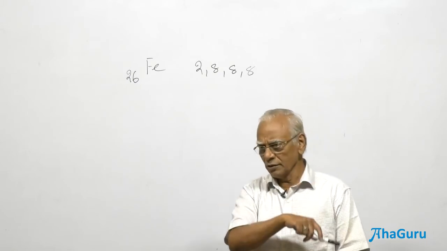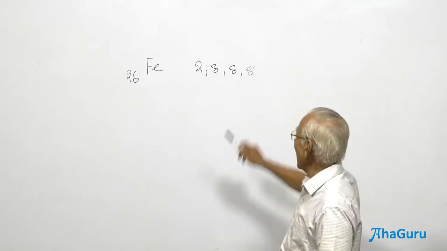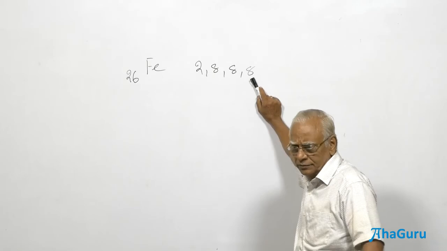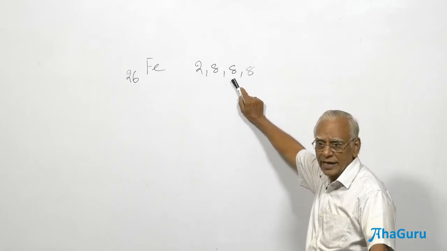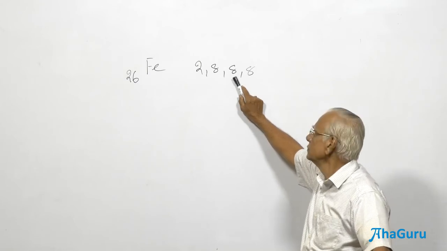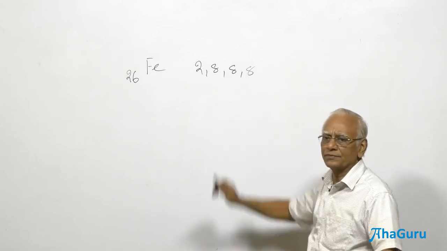See whether it follows the 2 rules that we have used. Yes. The last shell has not exceeded 8. The last but one also has not exceeded 18. And of course, the second shell has a maximum.